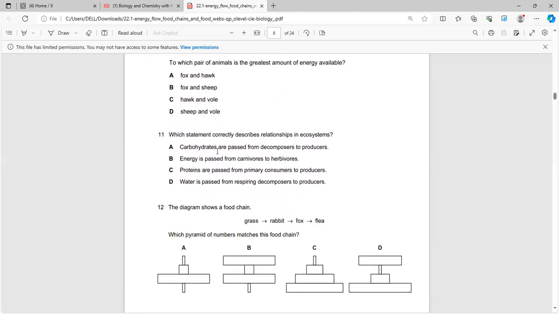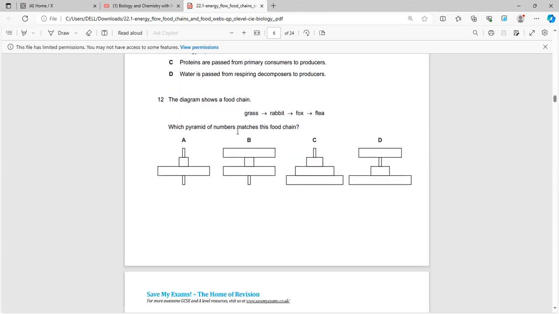Now, in question 11, we talk about the relationship between organisms. Energy is passed from carnivores to herbivores. Carbohydrates are passed from decomposers to the producers. Yes, this is correct. When decomposers such as fungi act on the soil and decompose things, they break down the nutrients, recycle them and replenish the soil with nutrients and minerals such as nitrates and phosphates, which are taken in by producers to grow themselves.